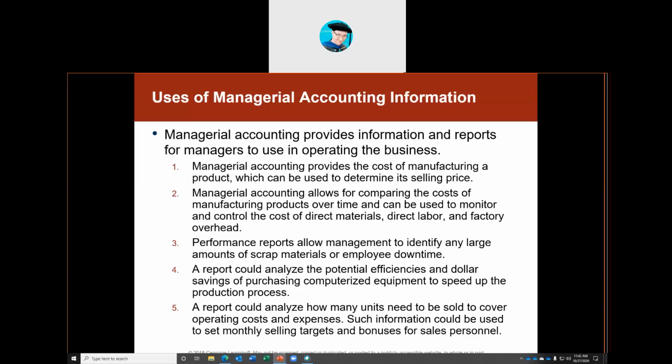It speeds things up. And then number 5, a report can be used to analyze how many units we need to sell to cover the operating costs and expenses. We call this break even. Break even is how many units we need to sell to cover our expenses. This information is used to set monthly selling targets and bonuses for sales personnel.